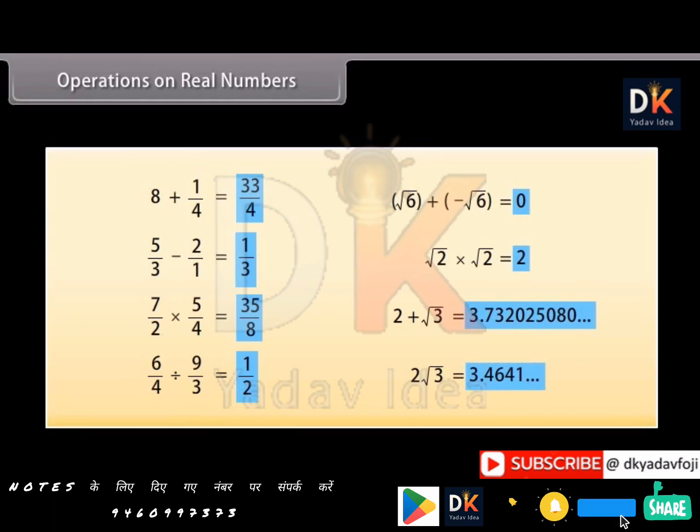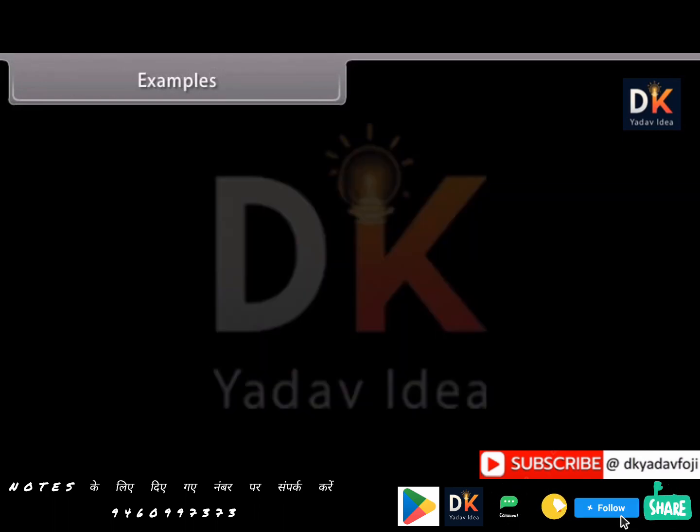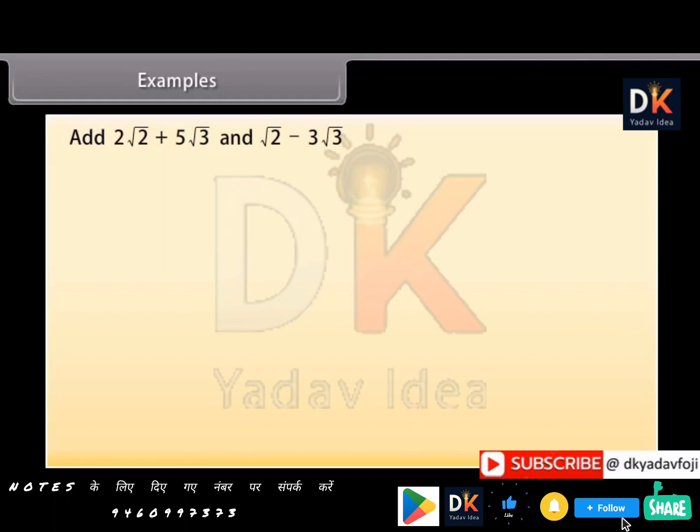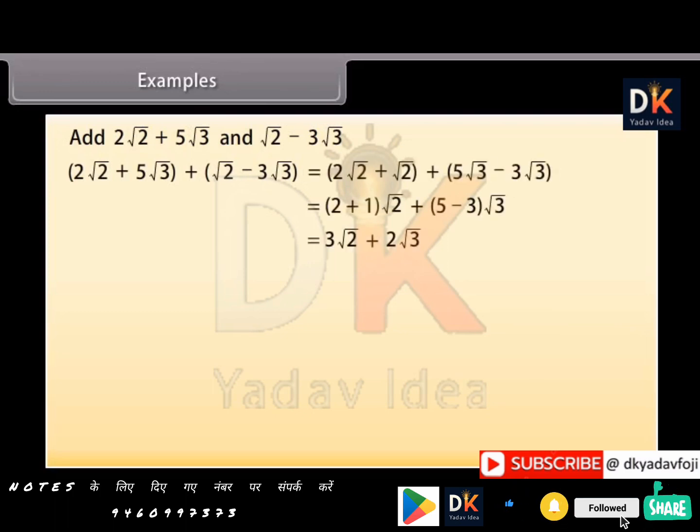Let us go through some examples now. Examples. Let's add 2 square root 2 plus 5 square root 3 and square root 2 minus 3 square root 3. We can write it in this way also. Hence, the answer we get is 3 square root 2 plus 2 square root 3. Let's now divide 8 square root 15 by 2 square root 3.